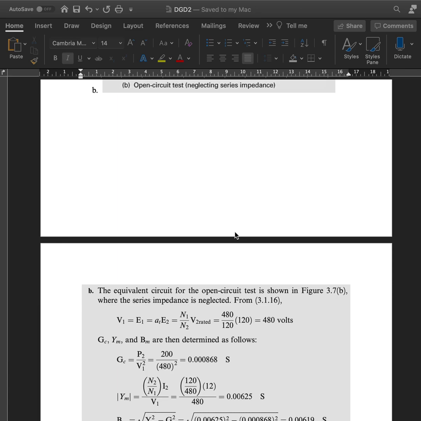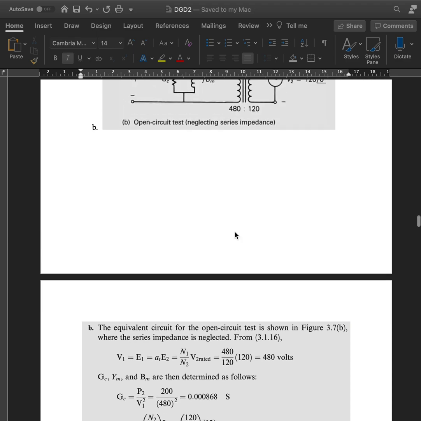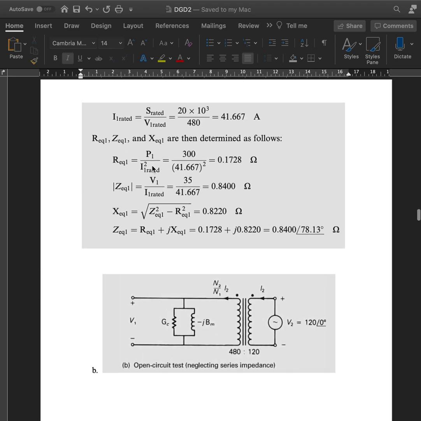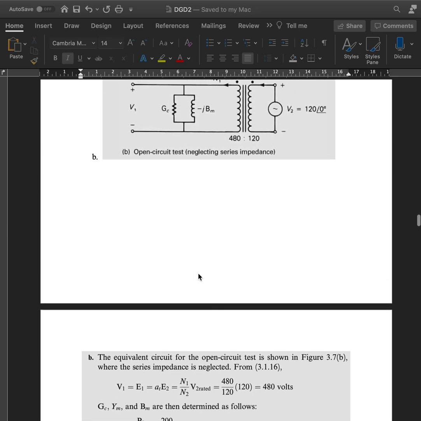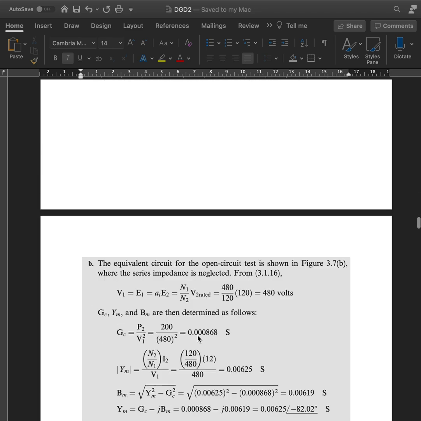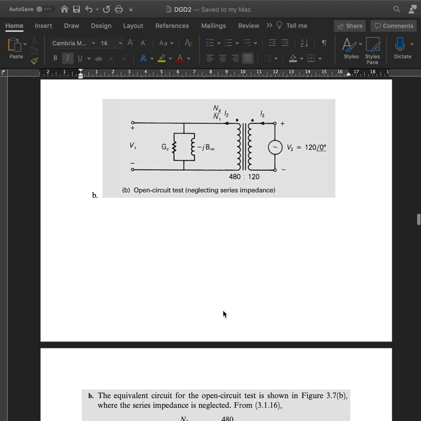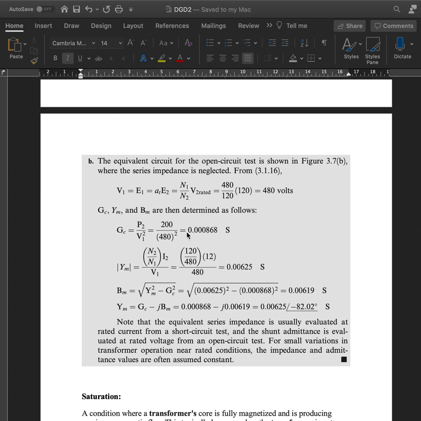And then same thing as above, we calculate conductance as power given divided by V1 squared this time. You just have to be sure that Gc is in terms of voltage, not current, so we have a little opposition here. So we get 0.00868 S.